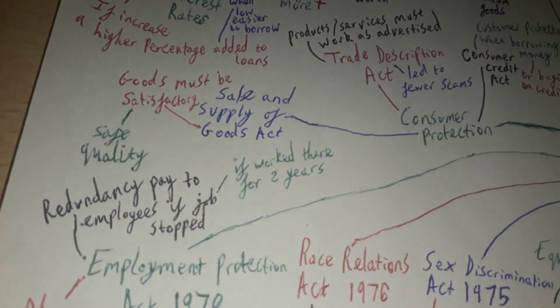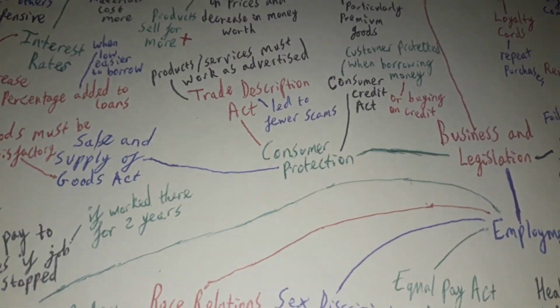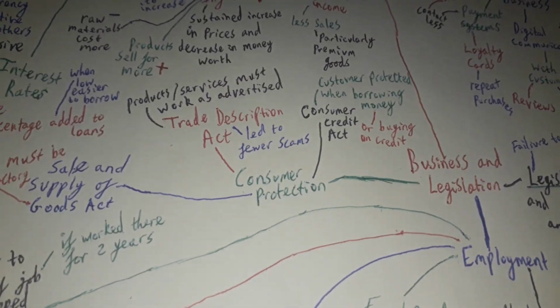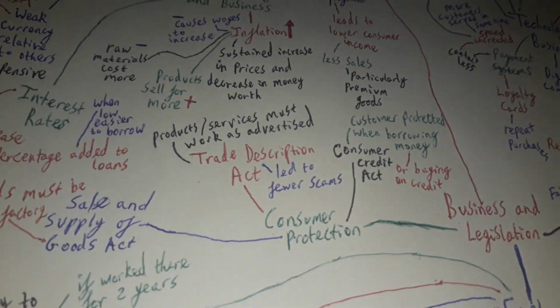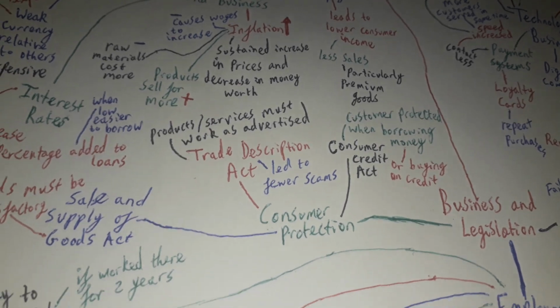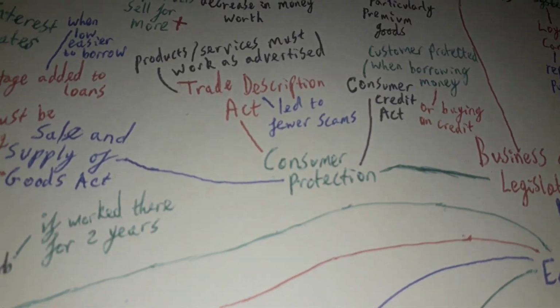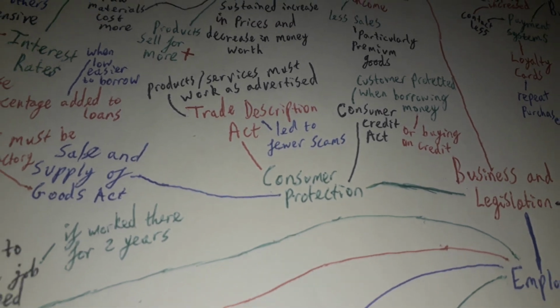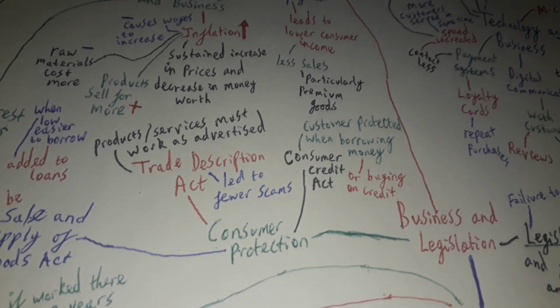So what does that mean? That basically means they must be of a safe quality. Goods aren't dangerous, basically. So they must be all right to use. And next is the Trade Description Act, which meant that products and services must work as advertised. So this led to a lot fewer scams because you can't just put out there something that has false claims on it. That's no longer allowed.